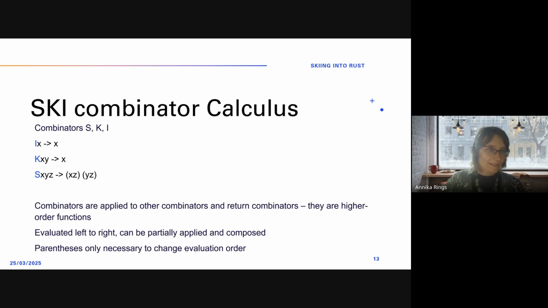So this is all there is in the SKI system. We only have these three functions, and one of them is not even strictly necessary. The I can actually be expressed in terms of S and K, so this is just syntactic sugar for SKK. If you understand the rules, you could verify this yourself.